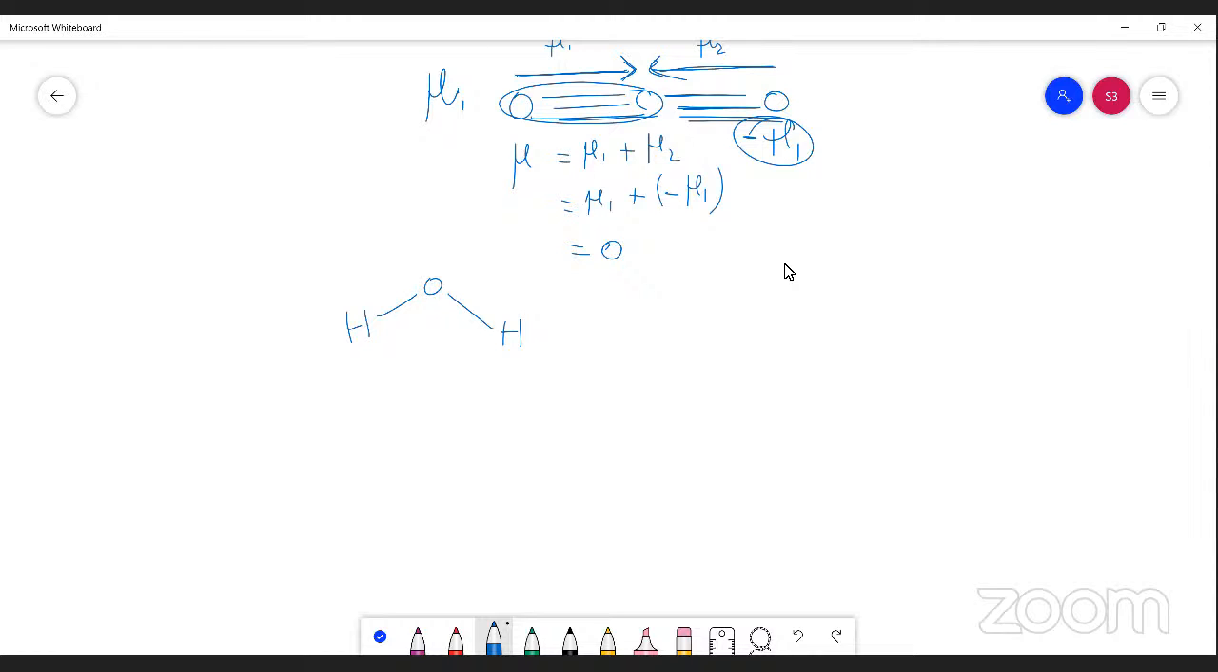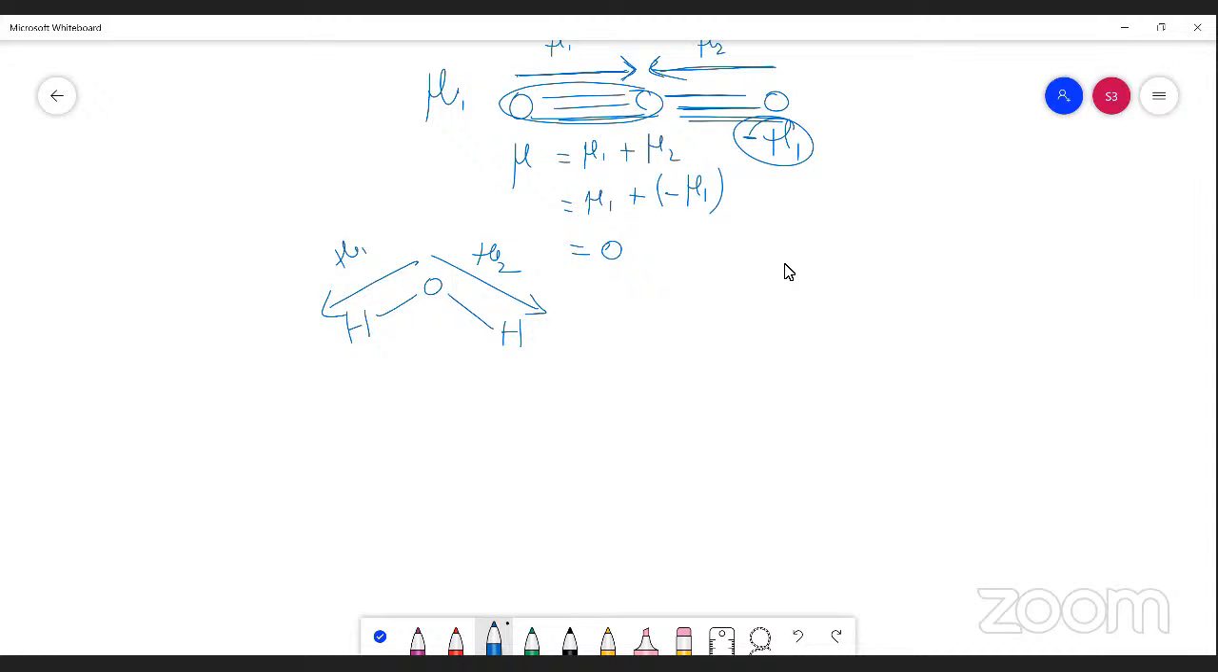Oxygen is more electronegative than hydrogen. The vector points from oxygen to hydrogen one way, then from oxygen to the other hydrogen another way. One oxygen-hydrogen bond dipole can be expressed as mu1, and the other oxygen-hydrogen bond dipole can be expressed as mu2.